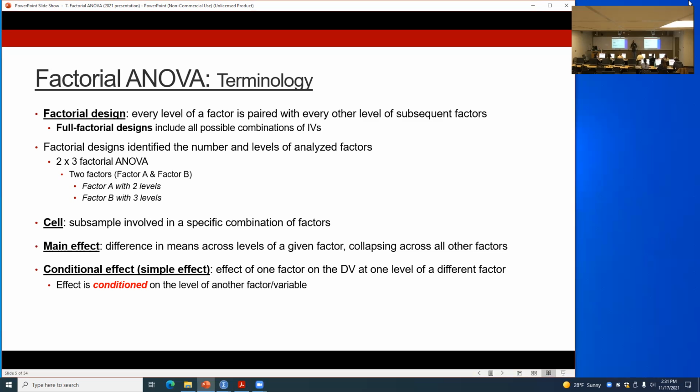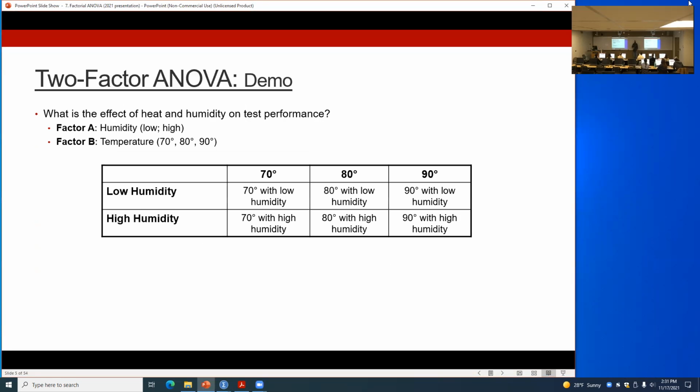effects, where if you ask me what's the effect of X on Y, say, Matt, what's the impact of this manipulation on our outcome? I would say, I don't know. What level of the other manipulation are we looking at, A, B, or C? Because it differs, it kind of changes, right?